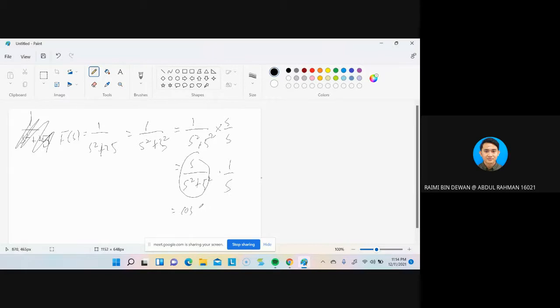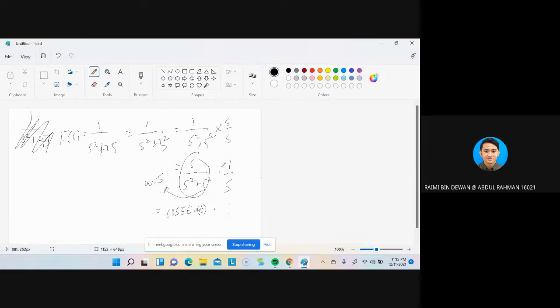Cos omega t u(t). Okay. Sorry, wait, I need to write it more clearly. Okay. So here is your omega. Omega equals 5. So cos omega, which is 5 here, t u(t), times u(t). And then you have 1 over s.